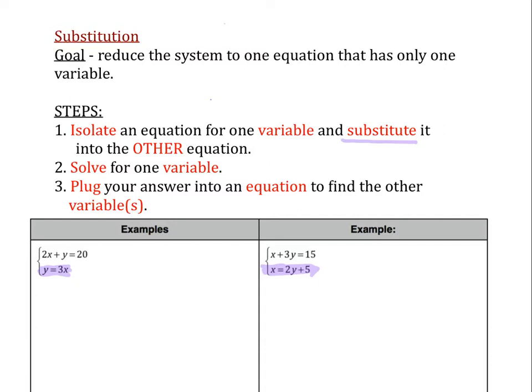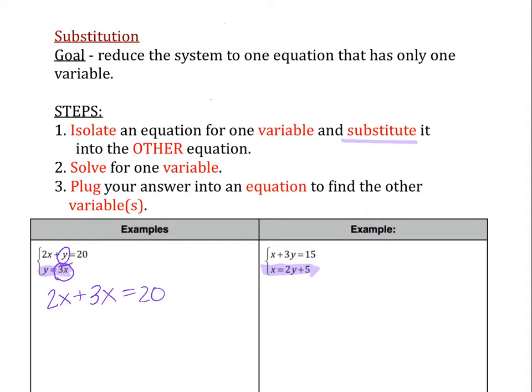So let's look at this example. If my y is equal to 3x, I'm going to take this 3x and put it in for this y. So I will have 2x, and instead of writing y, I'm going to write what y is equal to, and y is equal to 3x. So I replace that y with 3x, and then everything else stays the same. So I have is equal to 20.